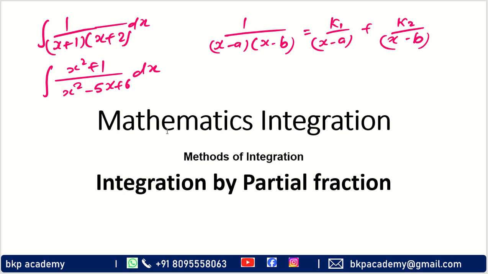So first we'll see what the partial fractions are, the rational functions and their corresponding partial fractions. So let us say this is the partial fraction, we have to convert it. It can be converted into k1 by x minus a plus k2 by x minus b. So like that we will see different rational functions first and their partial fractions, and then we will take up some integration questions. So let us take the first one.